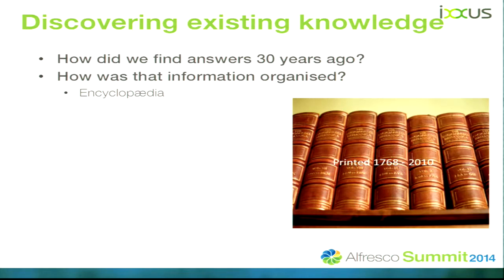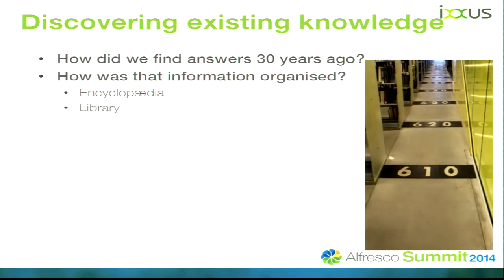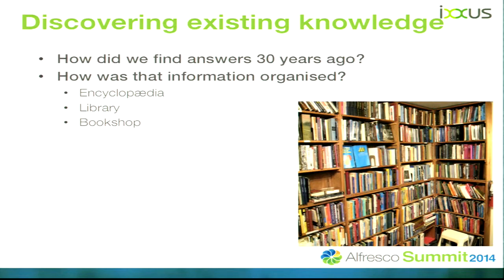But that's the Encyclopedia Britannica, and they stopped printing it 4 years ago. Or you could go to your local library, and of course that's categorised using the Dewey Decimal System. Or go to your bookshop and have slightly different categorisation by broader topics. But generally, those three approaches had the same things in common. They were based around books, which are static and lag behind current research, events, and information.